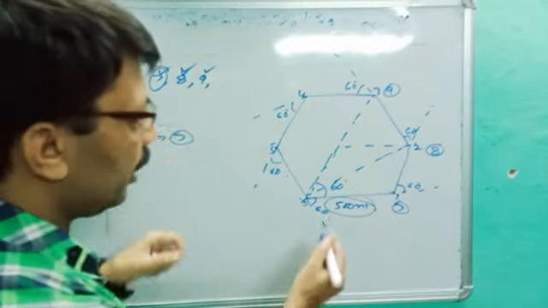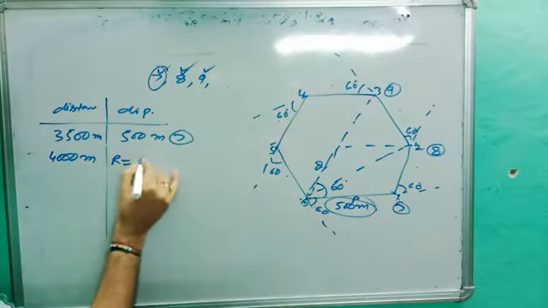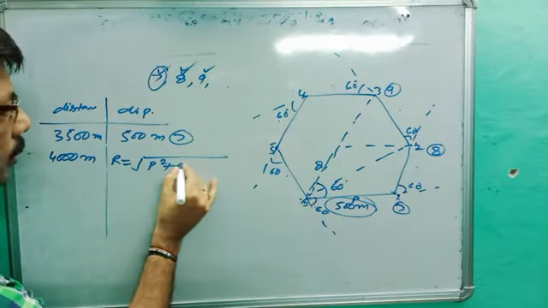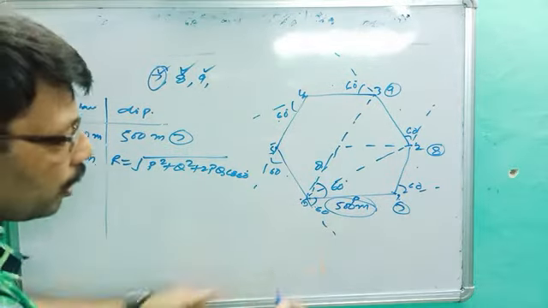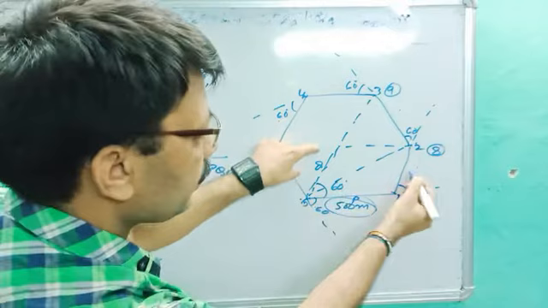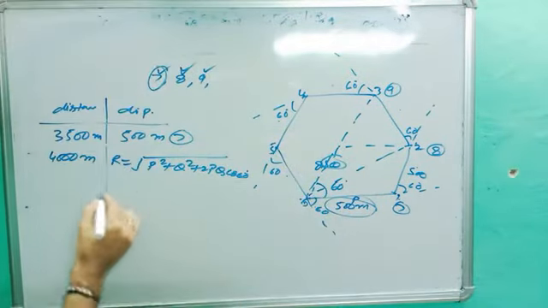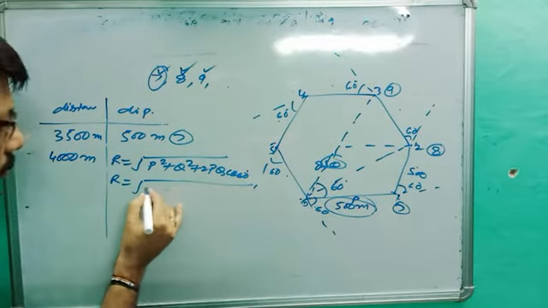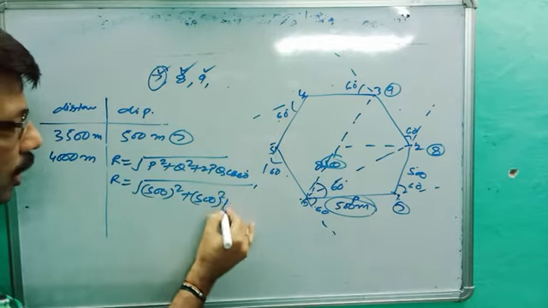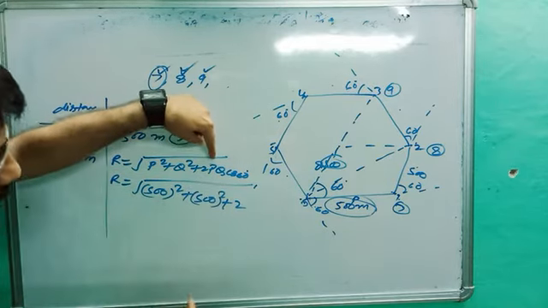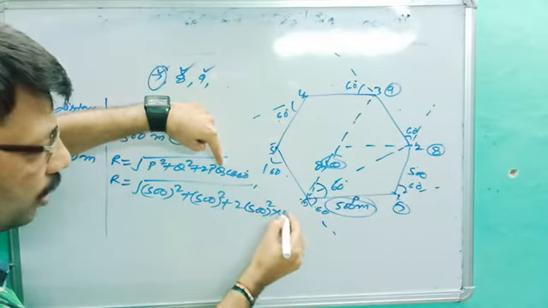What is the displacement? No doubt. Let's suppose this is P and this is Q. Already taught: R is equal to under root P square plus Q square plus 2PQ cos 60. P is 500 and Q is 500, so this value will again be 500. So R is equal to under root 500 whole square plus 500 whole square plus 2 into 500 whole square into cos 60, which is 1 by 2.